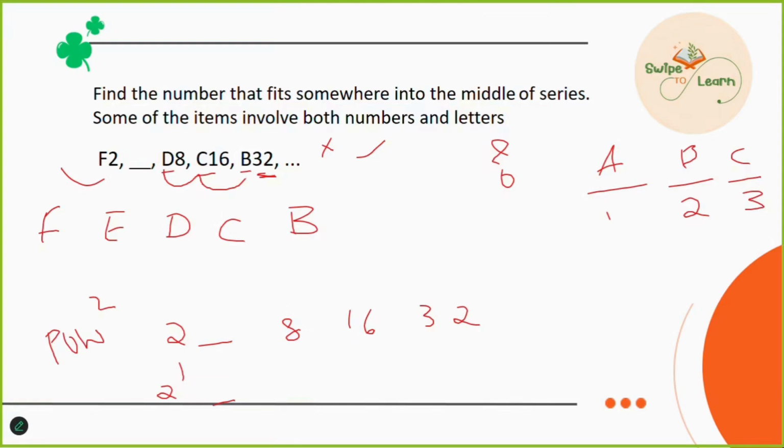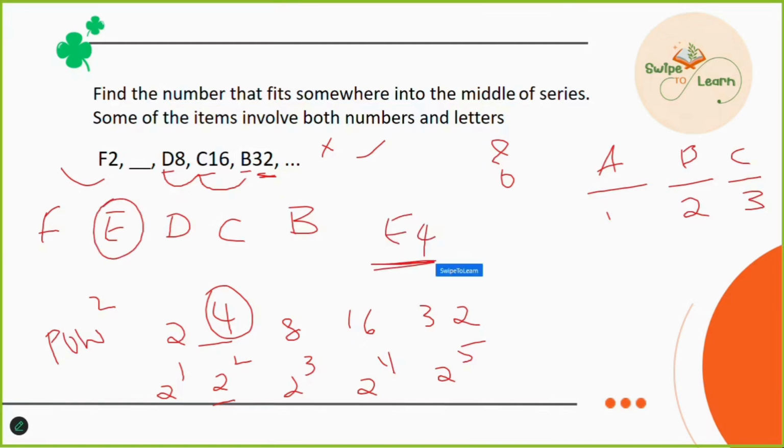Here there is a blank, so we'll be solving that later. 2 cube, 2 power 4, 2 power 5. So when observing this, we are sure that the missing term would be 2 power 2, which is 4. So the respective alphabet is E and the number is 4. So the term is E4.